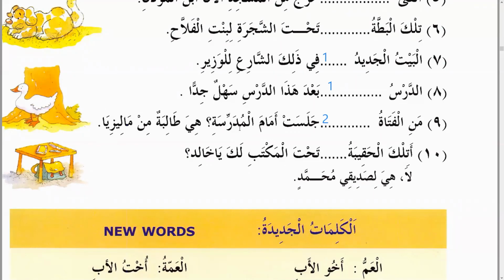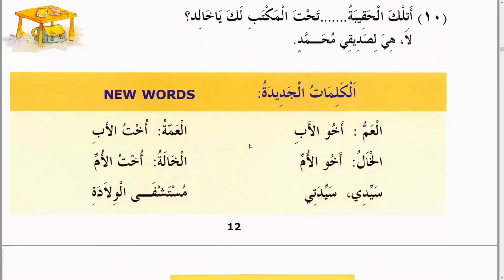Atilka al-haqibatu allati tahta al-maktabi laka ya khalidu? Is that bag which is below the table belonging to you, O Khalid? So haqibatu is allati. Atilka al-haqibatu allati tahta al-maktabi. Tahta is again zarf, yeah? Zarf and mudaf ilayhi. The word after it is called mudaf ilayhi. La hiya li sadiqi Muhammadin. No, it belongs to my friend Muhammad. Okay. That's it. Alhamdulillah.